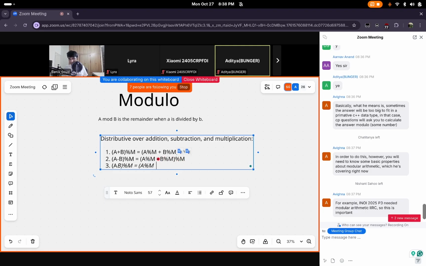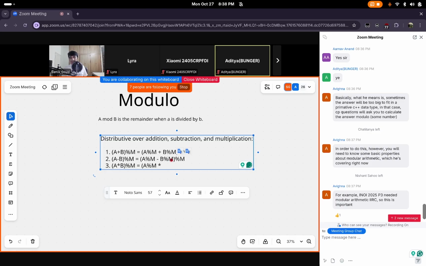Okay. Oh, it's interpreting it as markdown. I'll just use X here. Please understand that's the multiplication symbol.